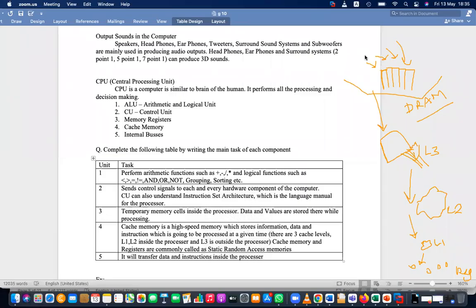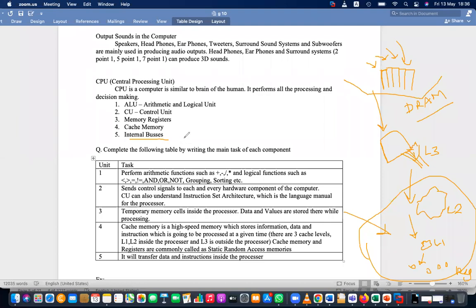Right, then about now you can understand how this memory hierarchy forms. Dynamic RAM is the random access memory. From that to L3 cache, then to L2 cache, then to L1 cache. Out of these L3, L2, L1 caches, these are inside the CPU. Internal buses are the transport mechanism, how data and instructions are transported inside the processor.